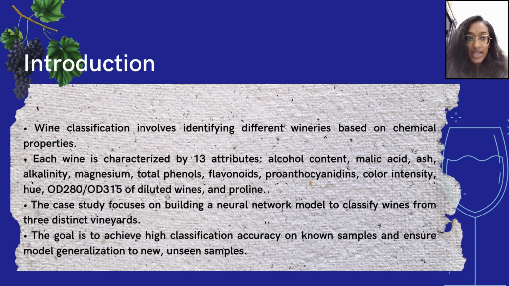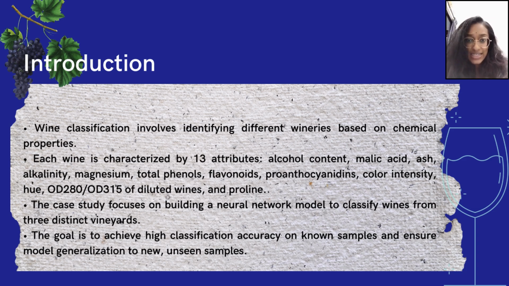Each wine is categorized by a set of attributes, which includes alcohol content, malic acid, ash, alkalinity of ash, magnesium, total phenols, flavonoid, non-flavonoid phenols, color intensity, hue, OD280/OD315 of diluted wines and proline.